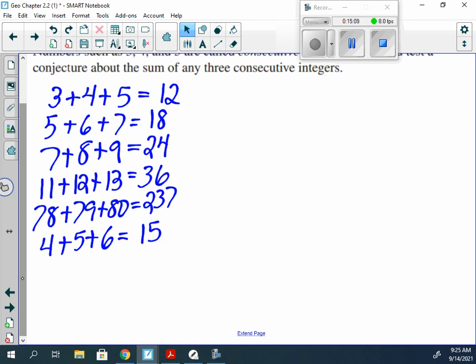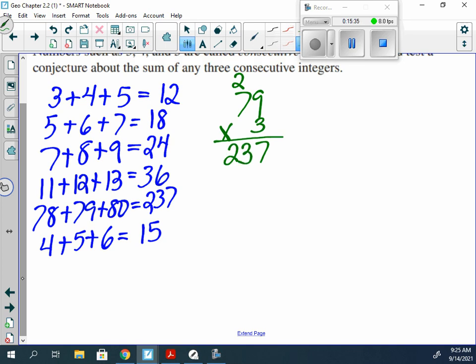Did we use 4? Well, 3 times 4 is? 3 times 6. 3 times 8. Let's see here. Let's say 79 times 3. 3 times 9 is 27. 3 times 7 is 21.